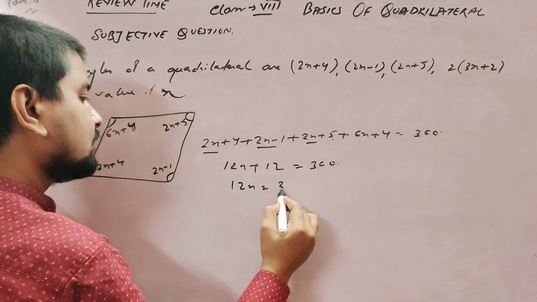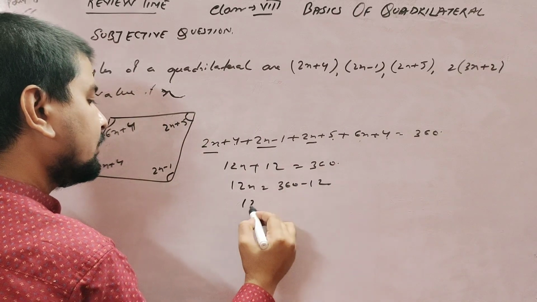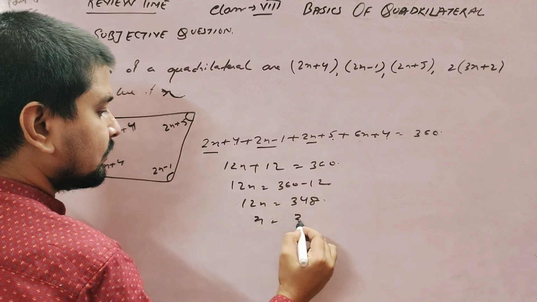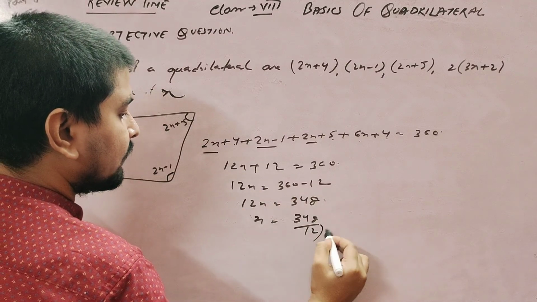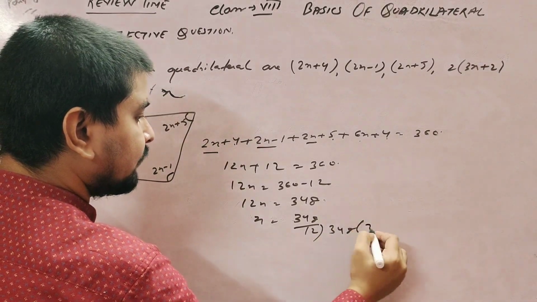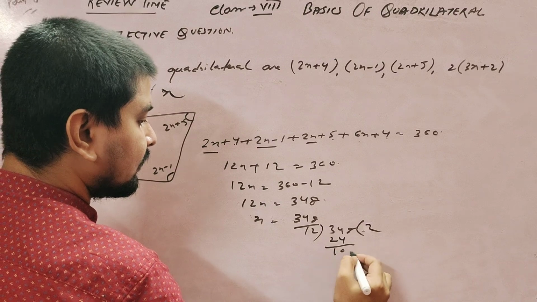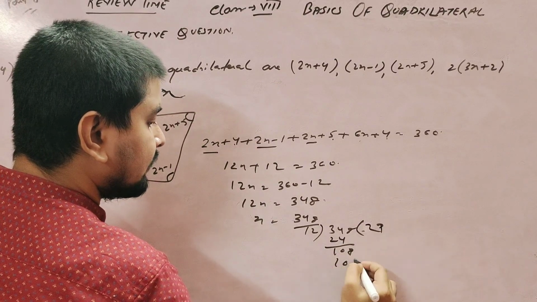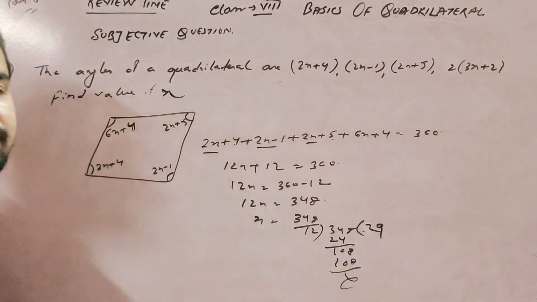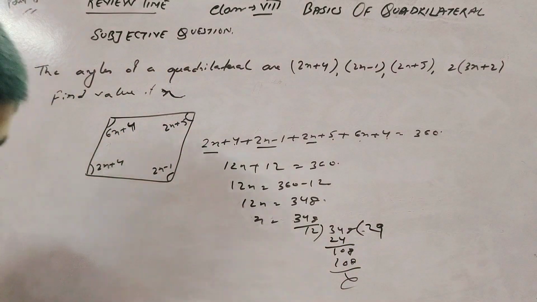So 12x equals 360 minus 12, 12x equals 348, x equals 348 by 12. 2 twelves are 24, 9 twelves are 108. So the value of x is 29. Okay. Note.